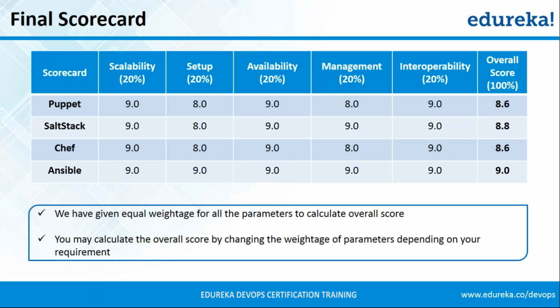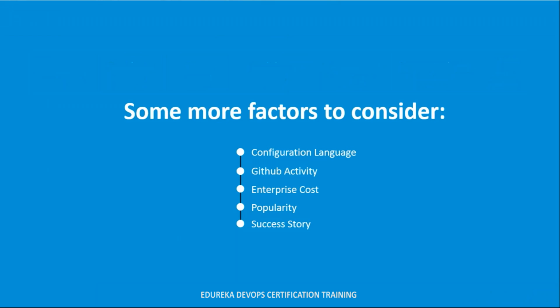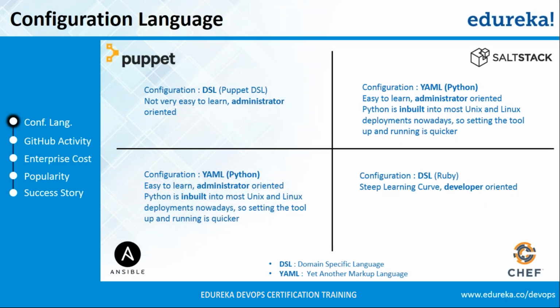Let us move forward and we'll see some more factors or more metrics on which we can compare these tools. So first is configuration language, second is GitHub activity, then comes enterprise cost, popularity and success story. So let us compare the tools on the basis of configuration language.